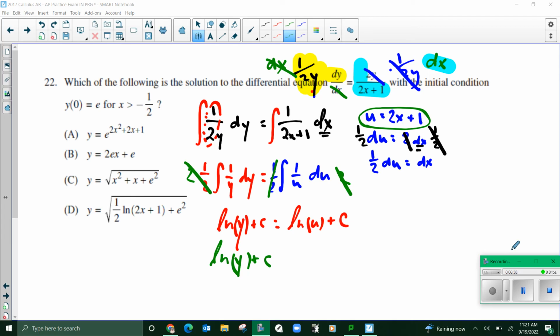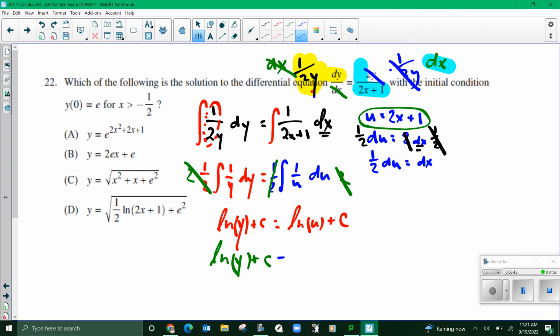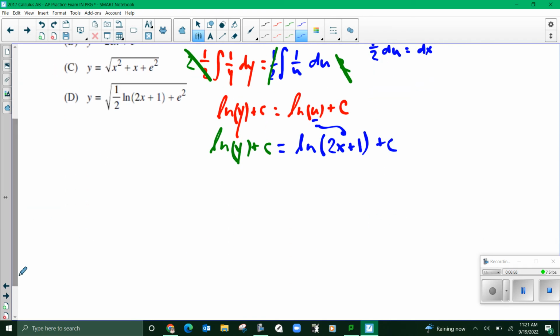But on the left side of my equation, I have ln of y plus c equals the ln, and I'm going to put my 2x plus 1 back in for my u. Okay, that's all we're doing at this point, plus c. Well, if you remember from problem 14, these c's are like two different constants. I mean, they could be the same, but maybe not. So what if I subtracted a c from both sides? Okay, c1. And I got rid of that.